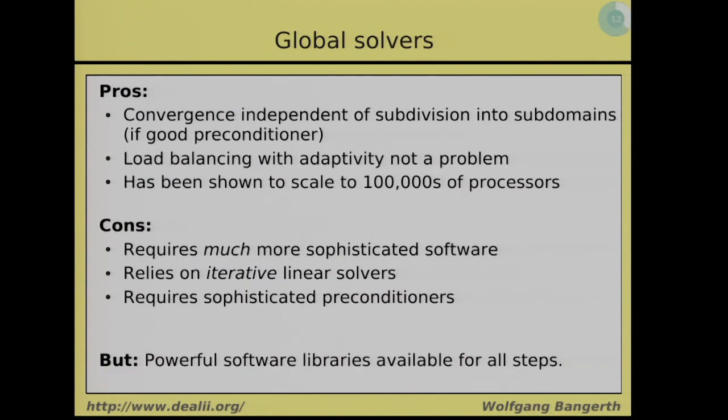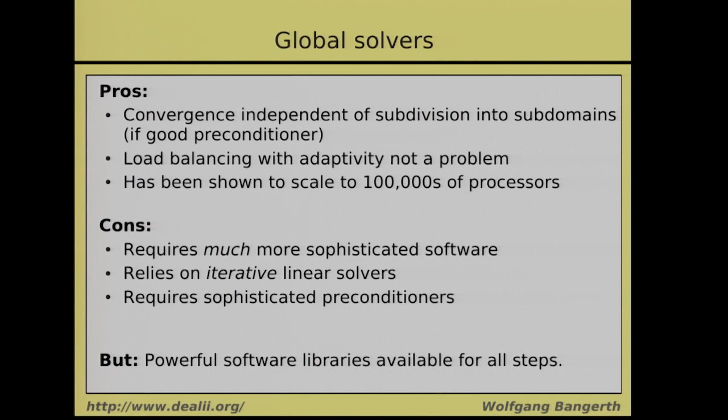Okay, so let's look at the pros and the cons. The pro is that the convergence, in an ideal case, does not depend on the number of subdomains anymore. We saw that for the domain decomposition, there was a dependence on the subdomains because information only ever propagates from one subdomain to the next in one iteration. Here, we consider this a global problem, and so we can think of convergence as in one step. It's as if you solved a linear system just on one processor.